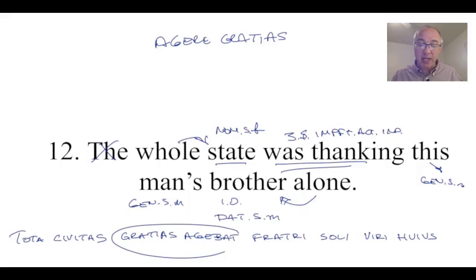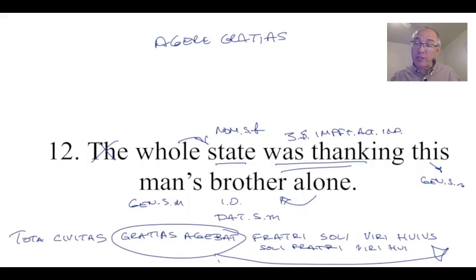And again, the change I would make, I'd put gratias agebat at the end. And I might make it soli fratri. And then you can put viri huius, oh, I like that construction. Soli fratri viri huius, because then you have fratri and huius right next to each other. It's called the chiastic arrangement, because then you have the adjective, noun, noun, adjective. So that's nice. That'd be a good construction. Tota civitas, soli fratri, viri huius, gratias agebat.